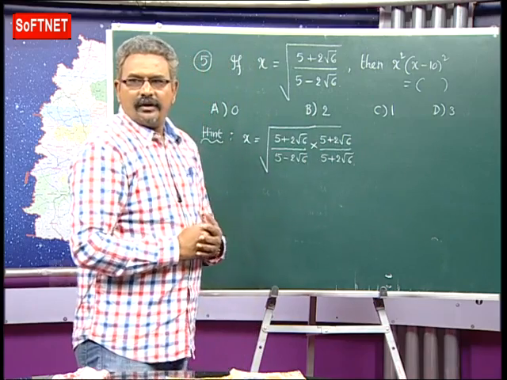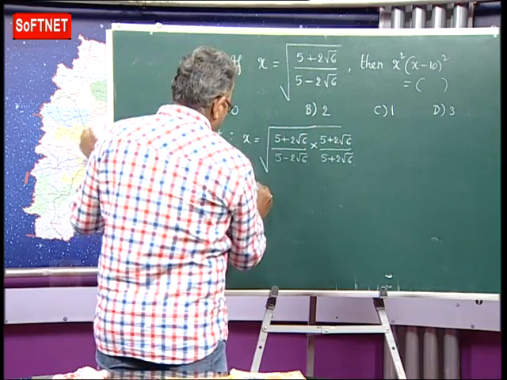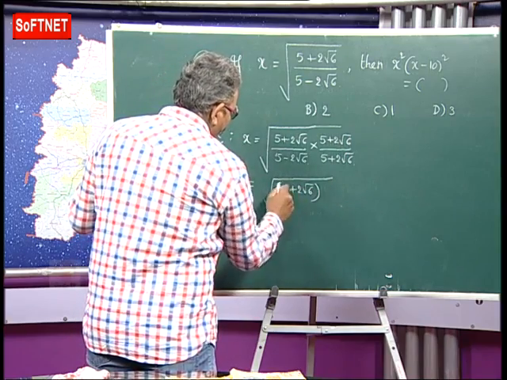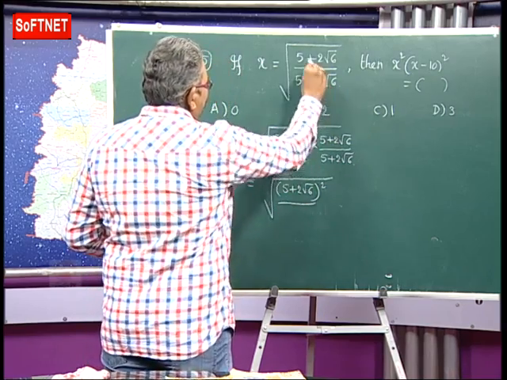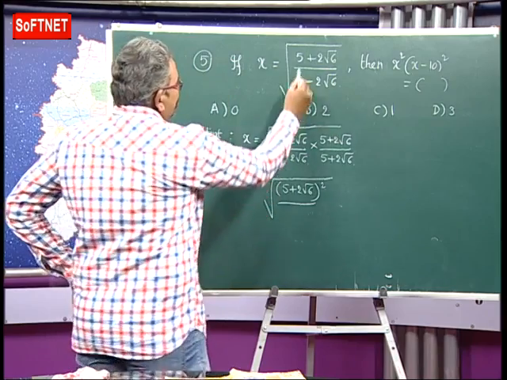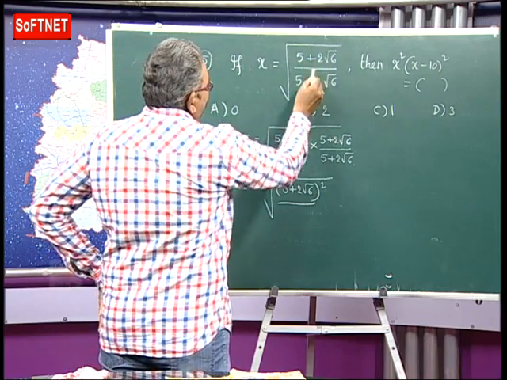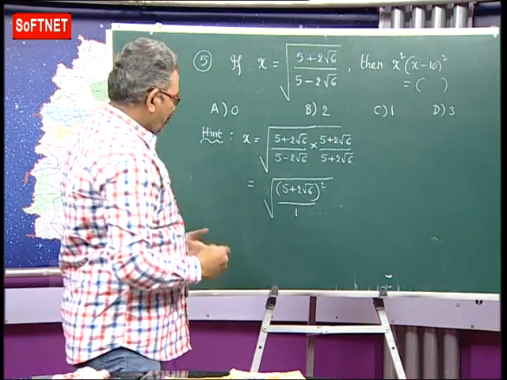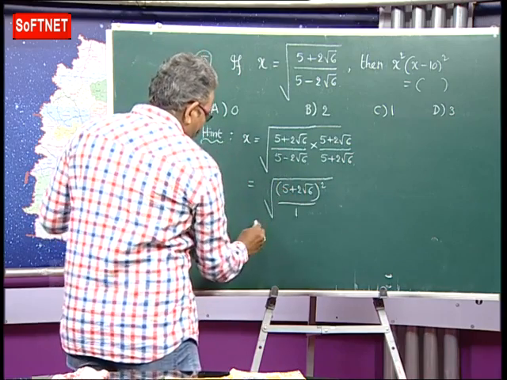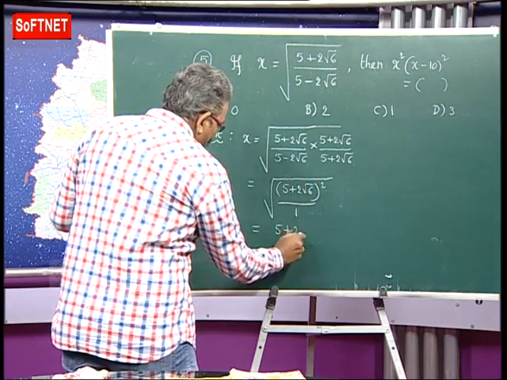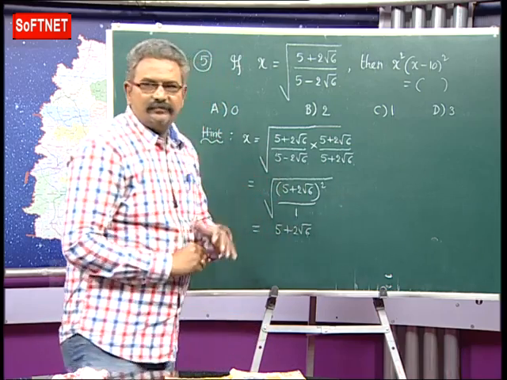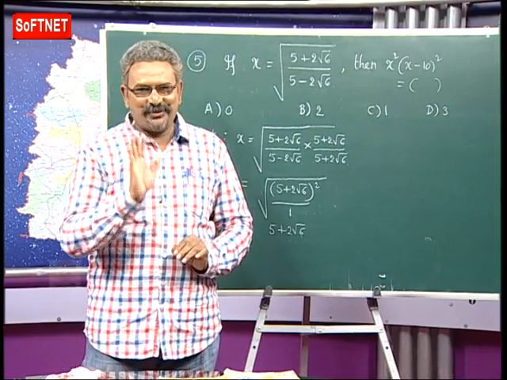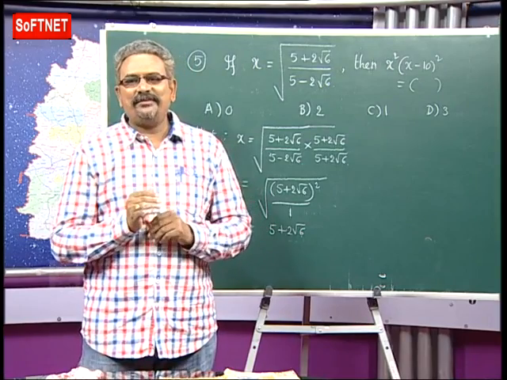Understood? Now, 5 plus 2 root 6 into 5 plus 2 root 6, that is (5 plus 2 root 6) square. I already told you product of these two is always 1, that is 5 square 25, (2 root 6) square is 4 into 6 is 24, 25 minus 24 is 1. Okay. What is the square root of (5 plus 2 root 6) square? That is 5 plus 2 root 6, the x value. Even at this stage also do not substitute. Again the problem becomes complicated.